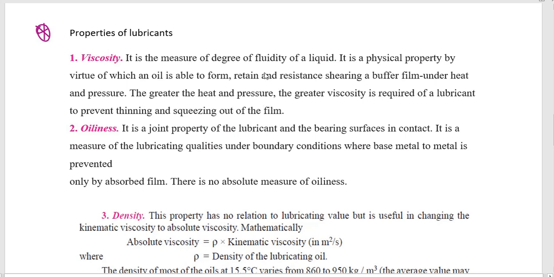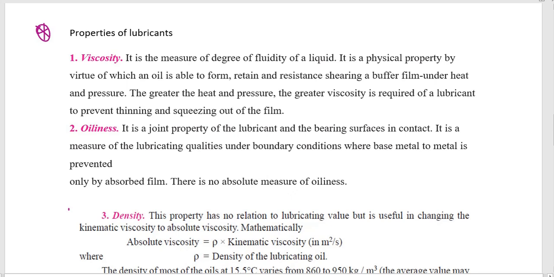So basically, viscosity is one of the properties of lubricants. Number 2 is oiliness, which is the joint property of the lubricant and the bearing surfaces in contact. It is the measure of the lubricating surfaces under boundary conditions, where base metal to metal contact is prevented. Actually, you prevent base metal to metal contact only by an absorbed film. There is no absolute measure of oiliness.